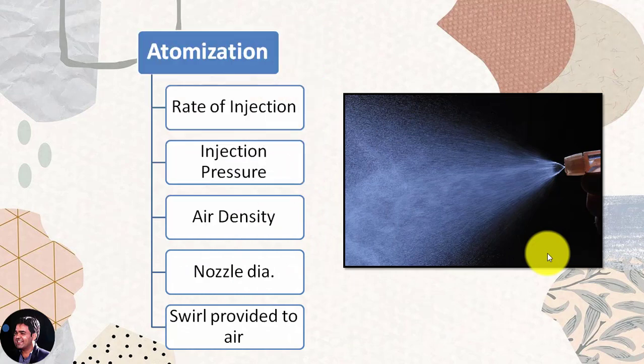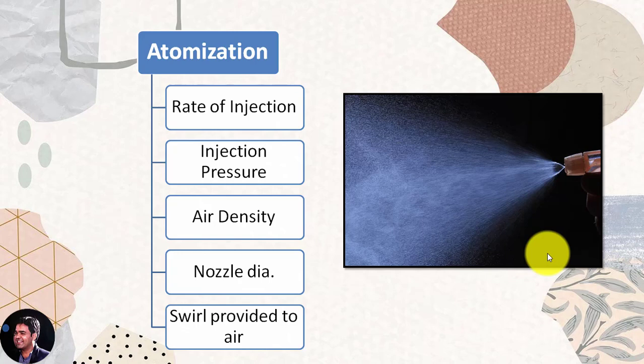The first one is atomization. Atomization you can define as the process of breaking up the fuel droplets into fine particles. Why do we need to achieve better atomization? Because fine fuel particles have a larger surface area, and the higher the surface area, the better the rate of heat transfer from the air particles to the fuel particles, and the evaporation will be faster.